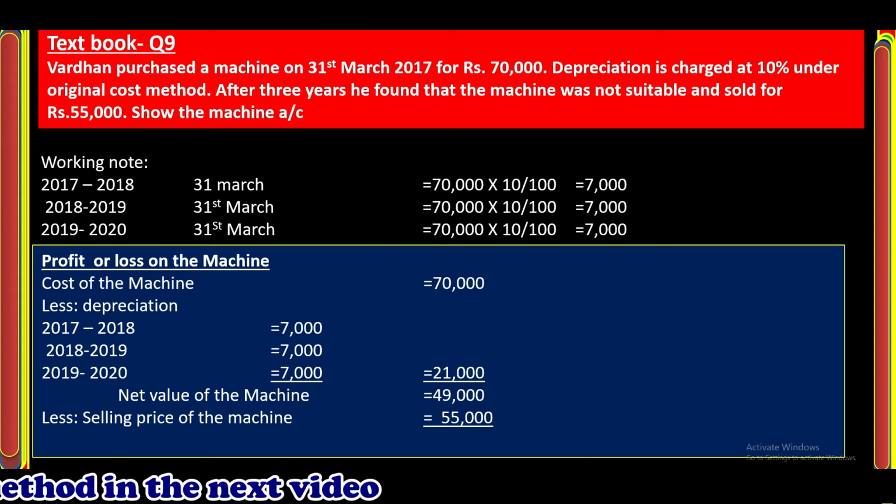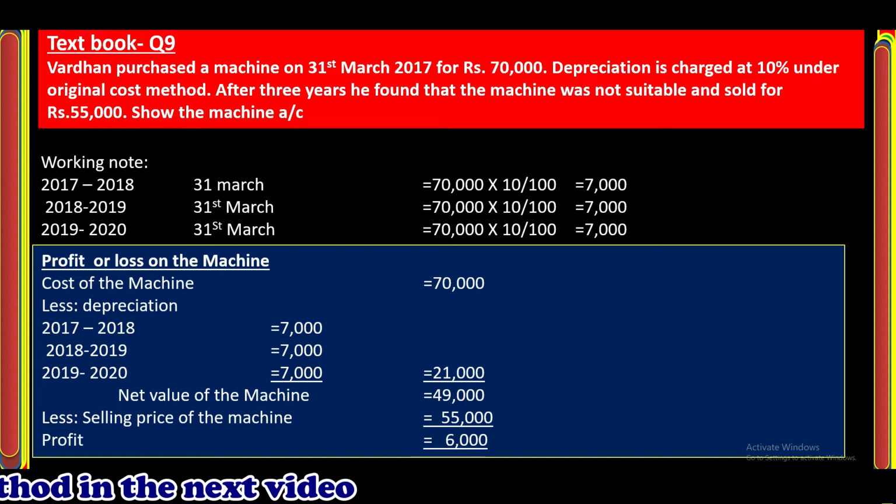That means here the net value of the machine is 49,000, which is less, and the selling price is more, so here we get 6,000 as profit. But when the net value is more and the selling price is less, then we get loss on the machine. Okay, so in this way we should calculate the profit or the loss on the particular machine.